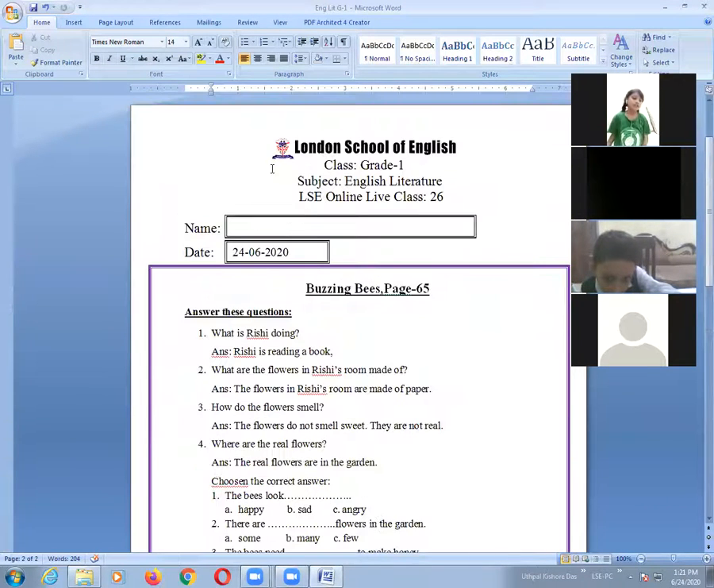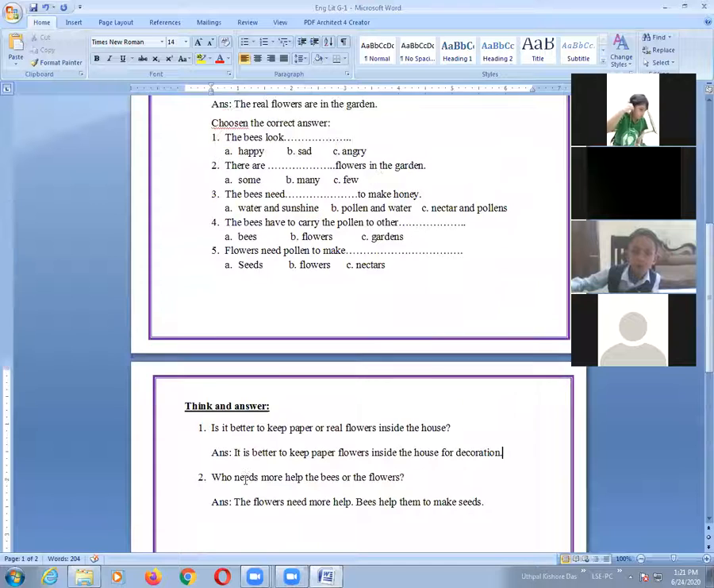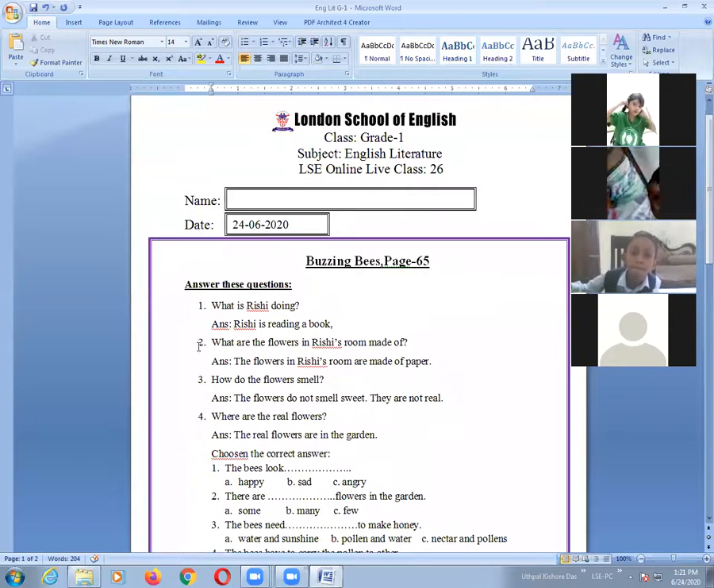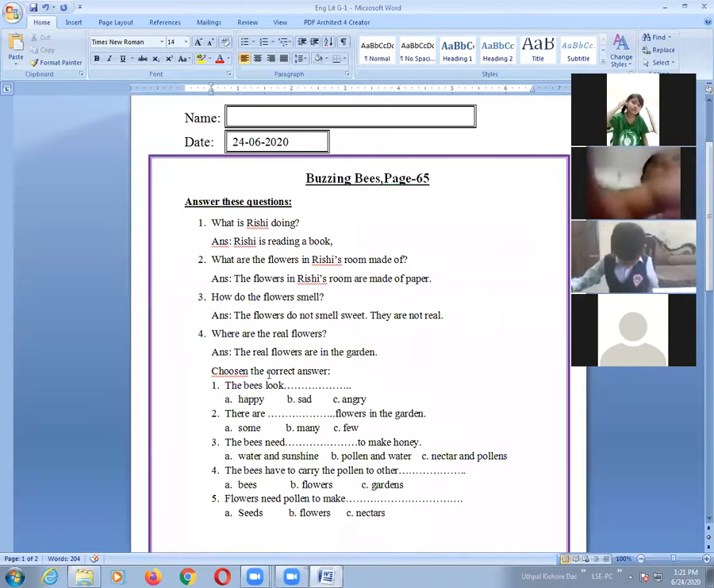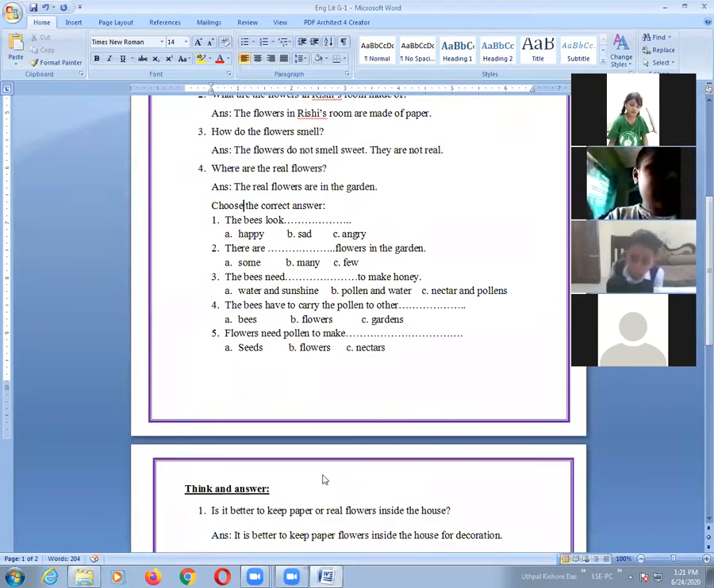So, our today's Buzzing Bees lesson is already done. Everyone, you have to memorize these questions and answers. This is your homework. You have to memorize all the question answers, 1, 2, 3, 4, and the choose the correct answers, 1, 2, 3, 4, 5, up to here.